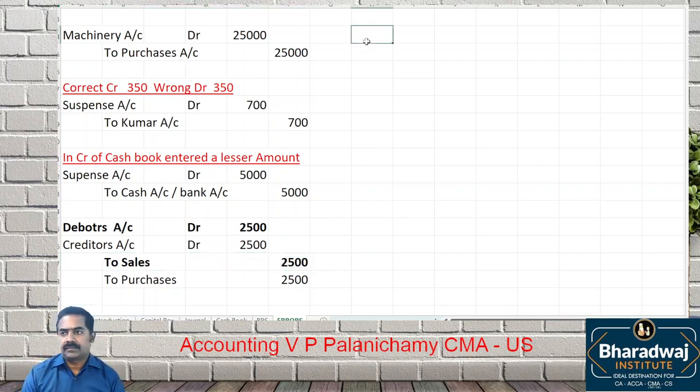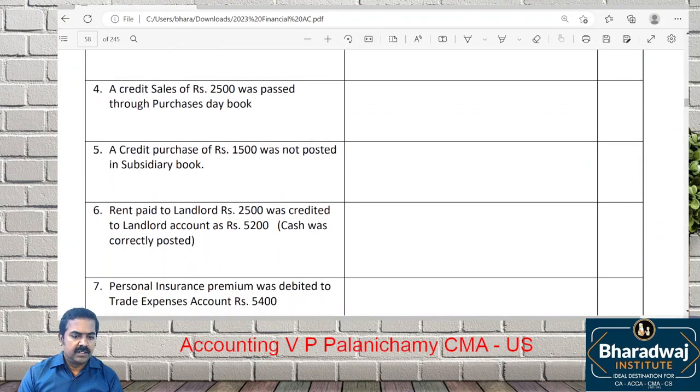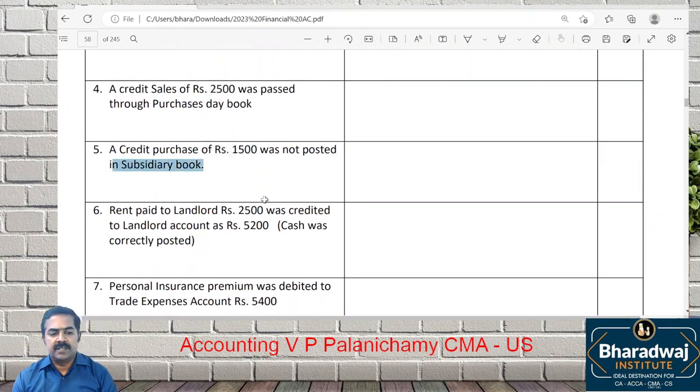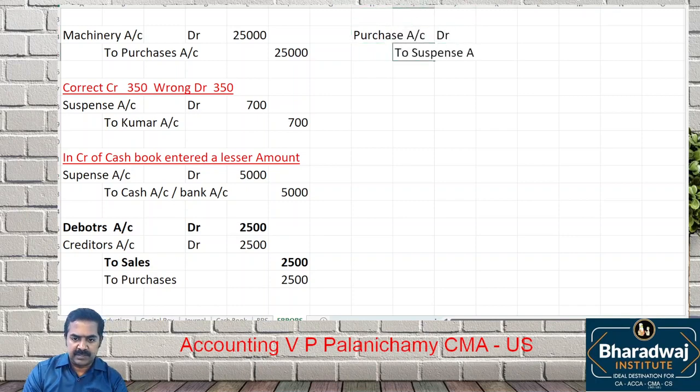Then, what is the next one? Credit purchases 1,500 is not posted in subsidiary book. Credit purchase is not posted in the account. What is the entry you will pass? Purchase account debit to which account? Suspense account. It is not posted in that account. How much? 1,500.